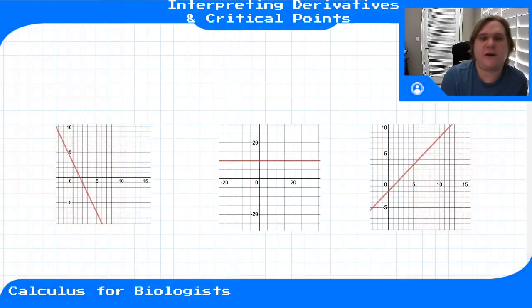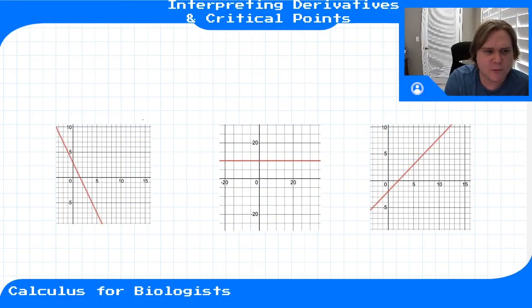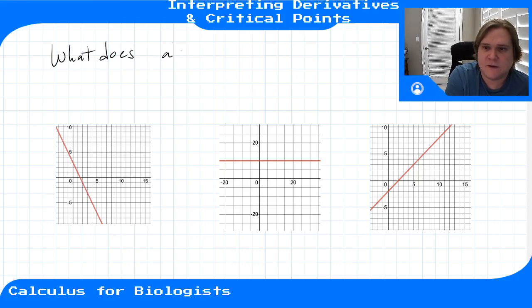So now that we know how to compute a few derivatives, let's talk about what derivatives mean. What does a derivative mean? How do we interpret that?